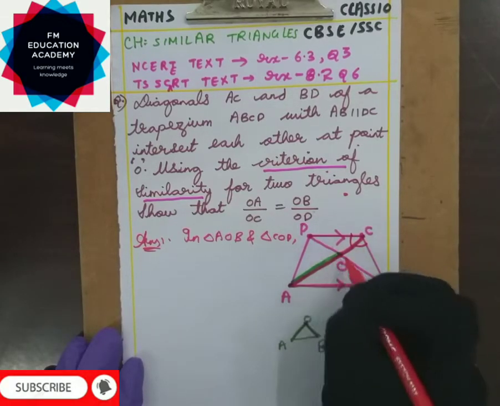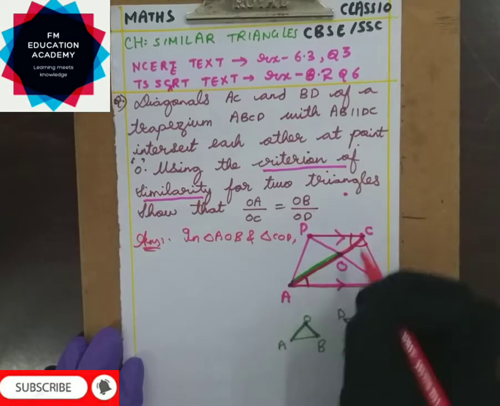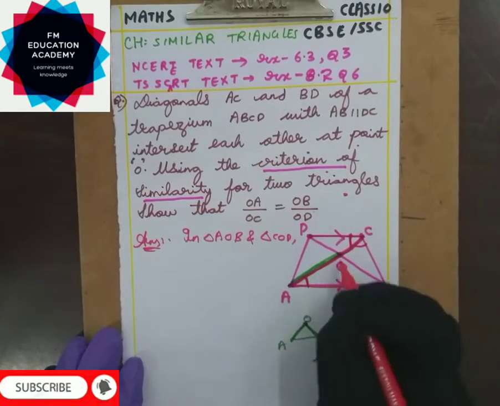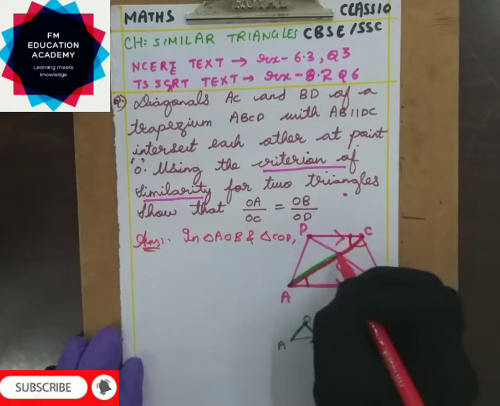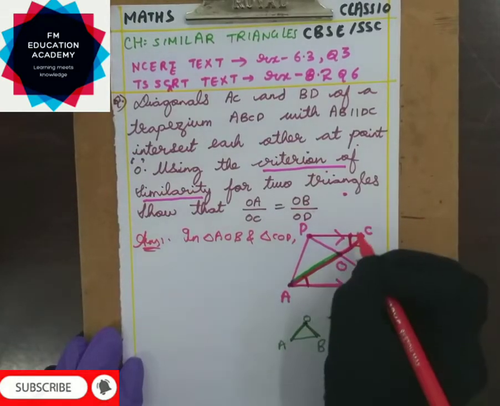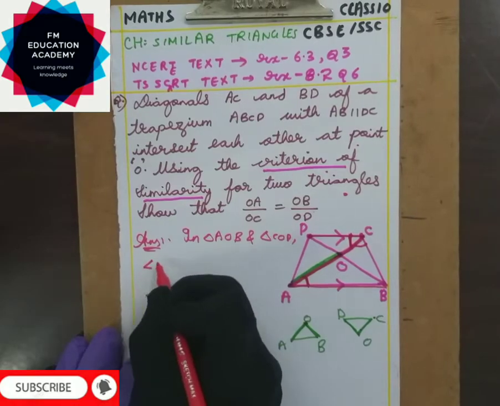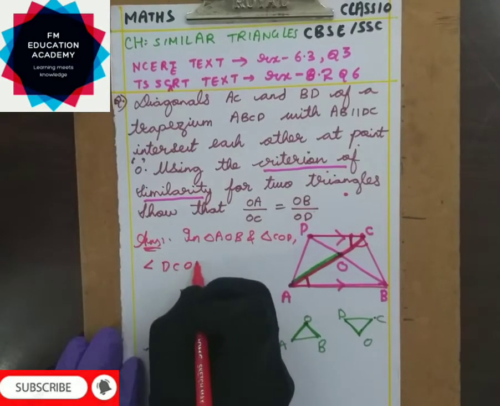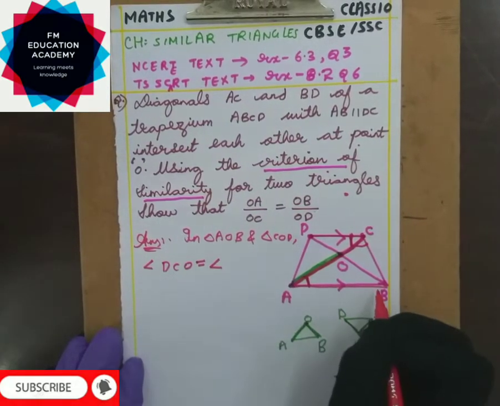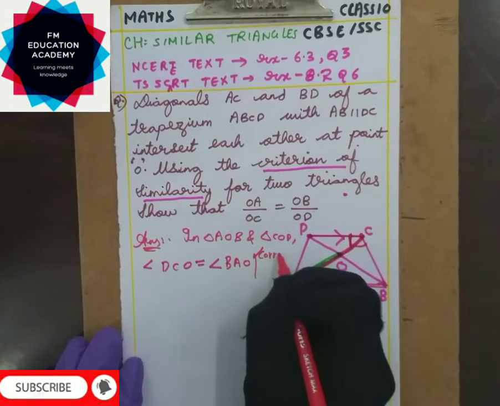So we can say that angle DCO is equal to angle BAO, that is, this angle is equal to this angle, because this angle is of this triangle AOB and this angle is of this triangle COD. So why are these two angles equal? As they are corresponding angles, because two lines are parallel and AC is the transversal. So angle DCO is equal to angle BAO. The reason is corresponding angles are equal.